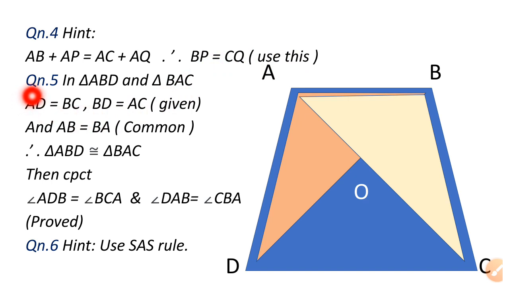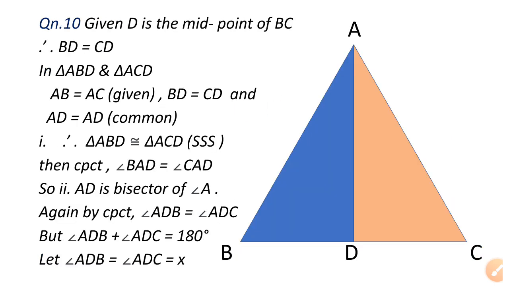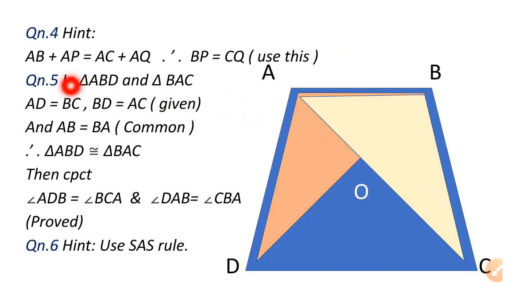Now see the solution of question number 5. In triangle ABD and triangle BAC, you can see here we have the rectangle ABCD, and it is given here AD equals BC. In this question, what is to be proved is given here. We have to prove that angle ADB equals angle BCA and angle DAB equals angle CBA. So in order to prove those angles equal, we have to prove that triangle ABD is congruent to triangle BAC. So that's why the solution starts by considering ABD and BAC.